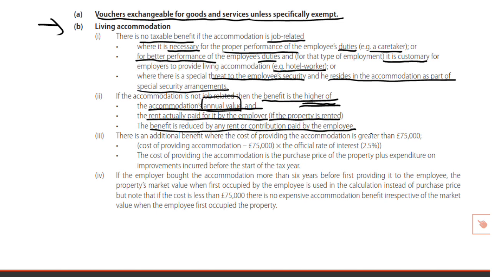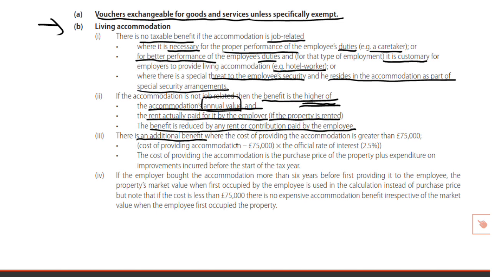If it's owned by the employer, it's the annual value. Take away any rent actually paid by the employee to the employer for the benefit of living in that particular accommodation. If it's rented by the employer, then we take the hire of the accommodation's annual value, or whatever rent is being paid by the employer to the owner of that building. But if it is owned, and only if it is owned, then there will be an additional benefit. If it's rented by the company, the employer, then it's just the rental there, just the rental cost.